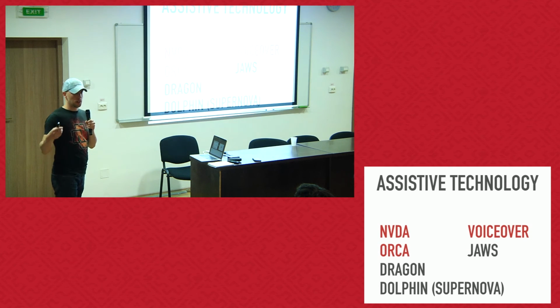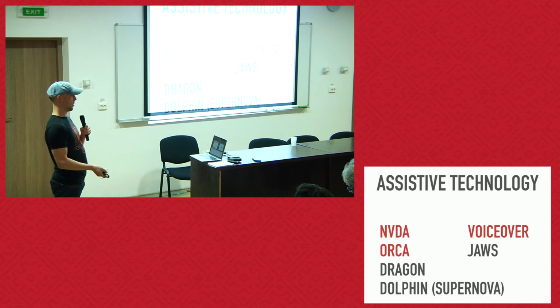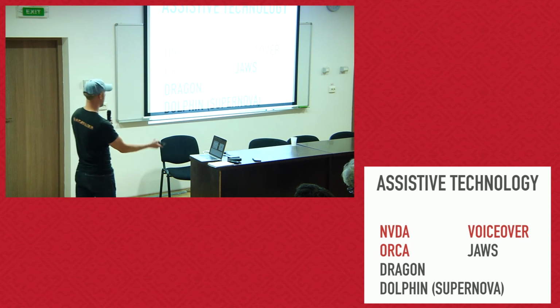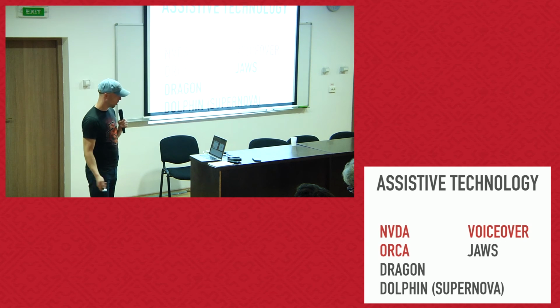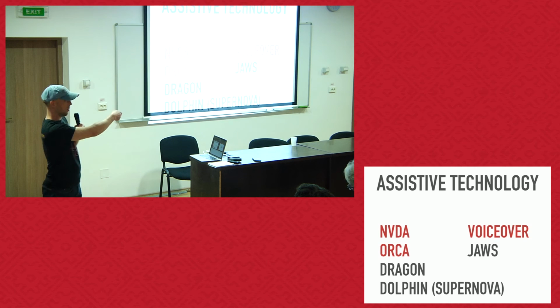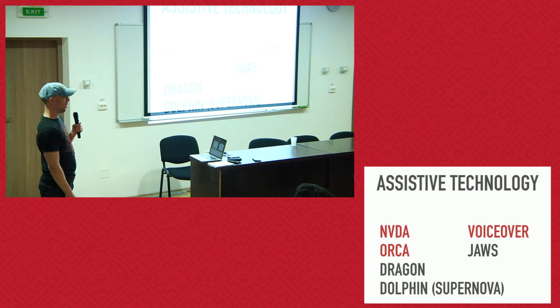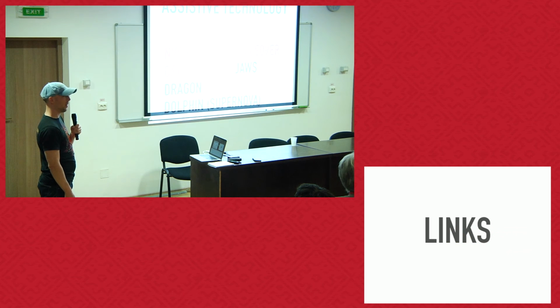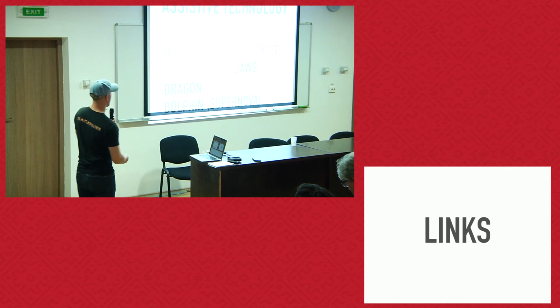Dragon, it's speech control. So you can tell your computer, click this, type that, dictate. Dragon also relies on your DOM being correct, if Dragon doesn't know what you're trying to control, if it doesn't know what is there. Dolphin, also known as Supernova, it's just a competing screen reader. JAWS is extremely expensive. It's like how much? Right, it's quite expensive.